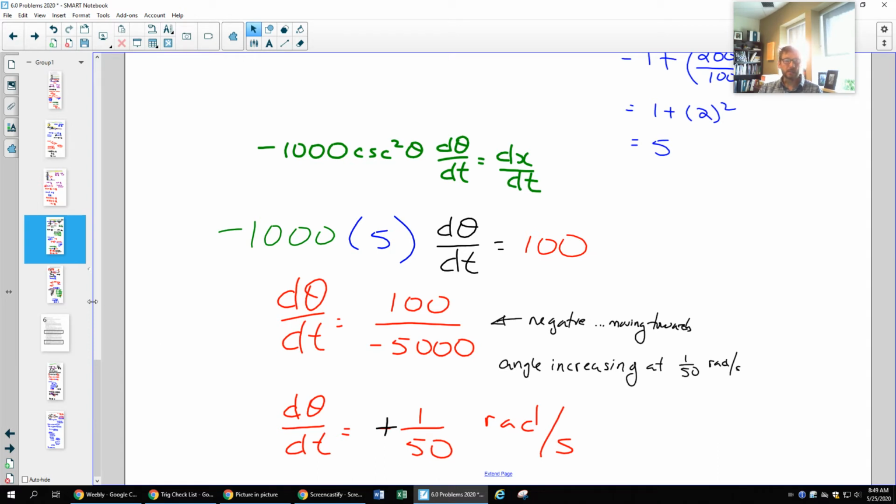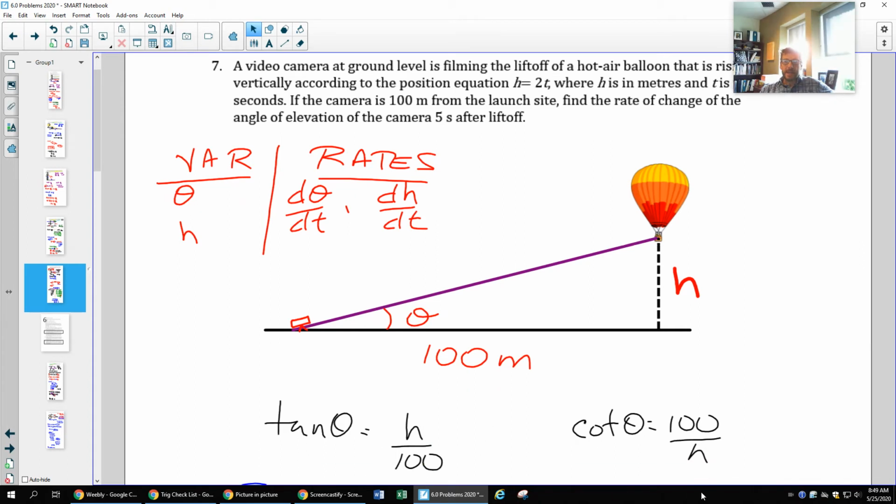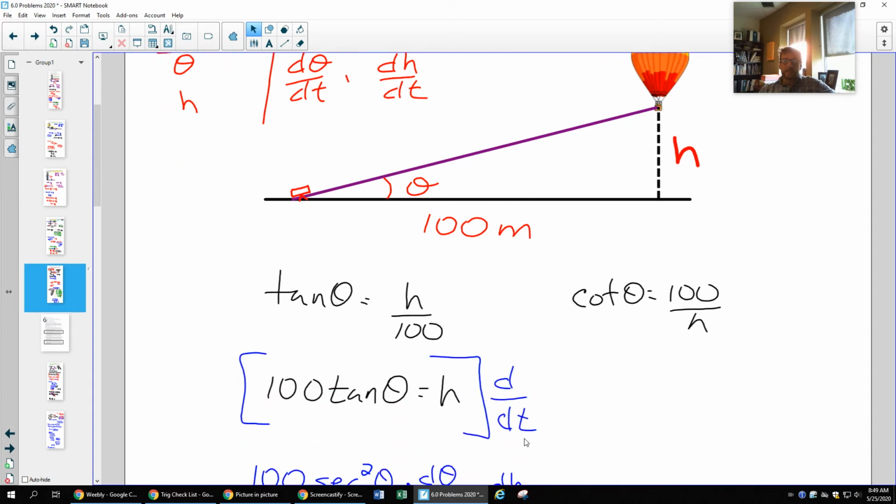All right, so let's do one more example here. Let's go to the hot air balloon rising. We've got a little video camera down here. We're doing some filming. The hot air balloon is rising. What's fixed? The camera is a fixed distance of 100 meters. The height of the balloon's changing and the angle's changing. So I've got two variables, two rates. Everybody's happy. I've got to figure out if I'm going to work with the tangent or cotangent. And I can see already I'm going to work with tangent because I'm going to go 100 tan theta equals the height. And there you go.